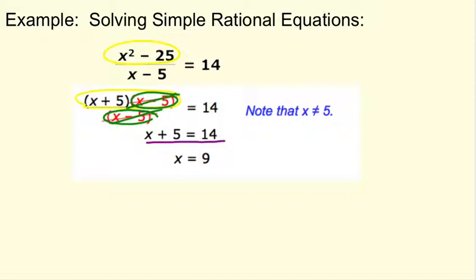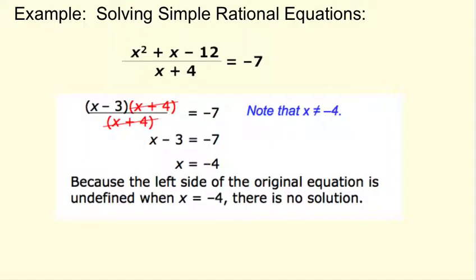Then you would subtract 5 from both sides and you get 9. One thing to note is that x cannot be 5 because of that denominator being a domain restriction. So sometimes it may not be a bad idea to go back and check your answers. Here's just one more we'll talk through.